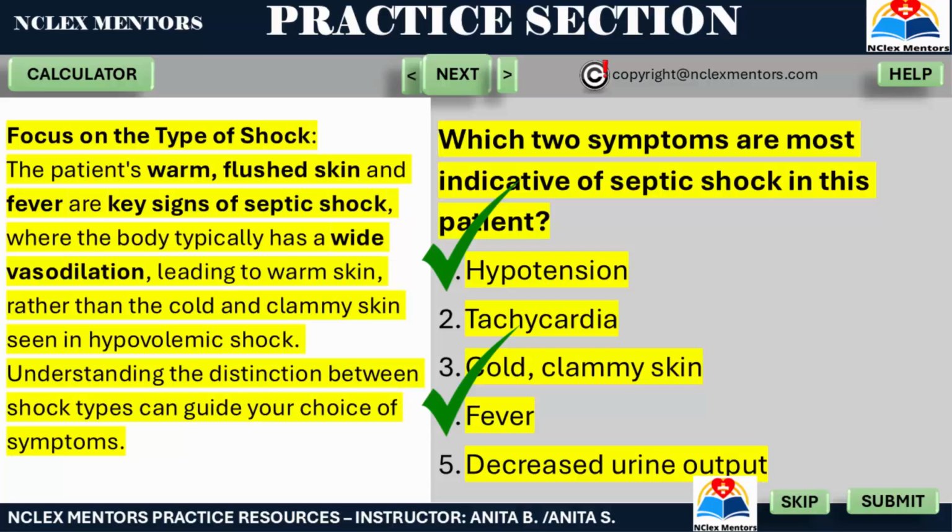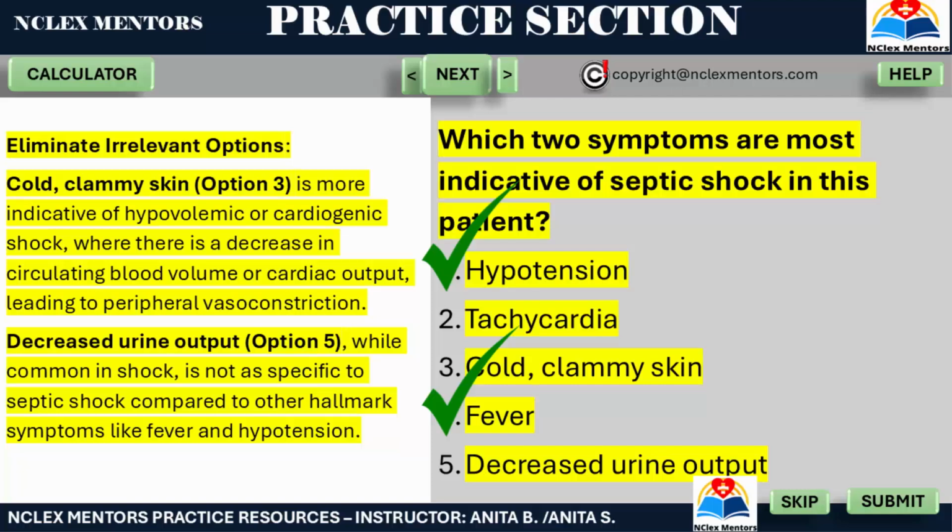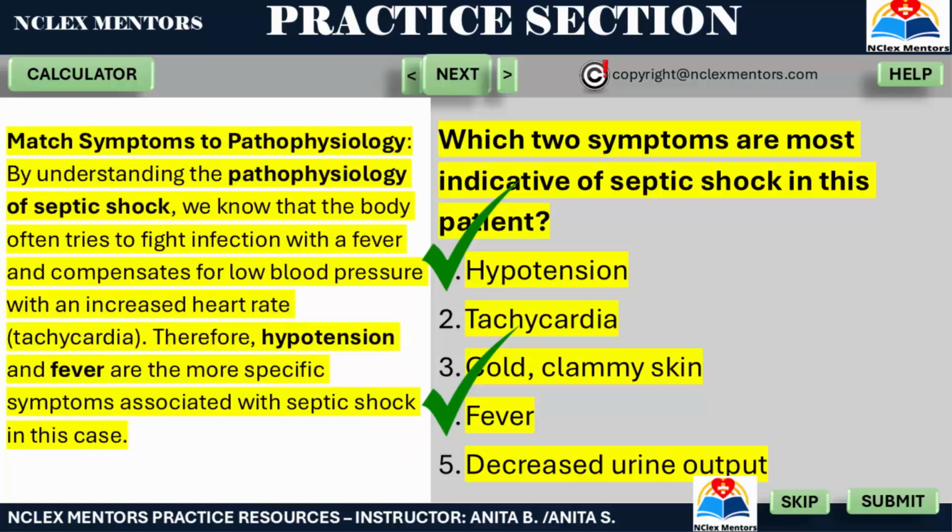Understanding the distinction between shock types can guide your choice of symptoms. 3. Eliminate irrelevant options. Cold, clammy skin, option 3, is more indicative of hypovolemic or cardiogenic shock, where there is a decrease in circulating blood volume or cardiac output, leading to peripheral vasoconstriction. Decreased urine output, option 5, while common in shock, is not as specific to septic shock compared to other hallmark symptoms like fever and hypotension.